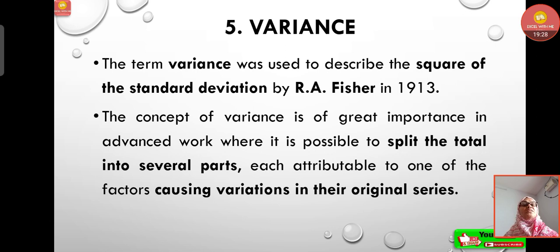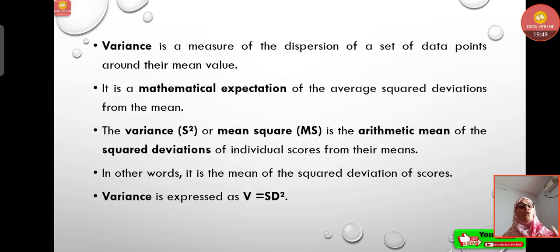The fifth one is the variance. The term variance was used to describe the square of the standard deviation by R.A. Fisher in 1913. The concept of variance is of great importance in advanced work where it is possible to split the total into several parts, each attributed to one of the factors causing variations in their original series. Now what is variance here?